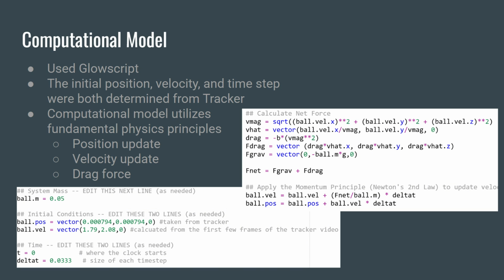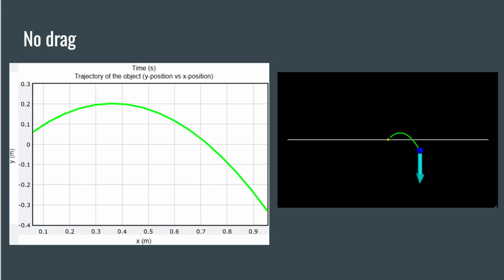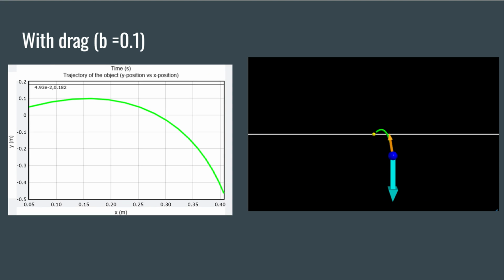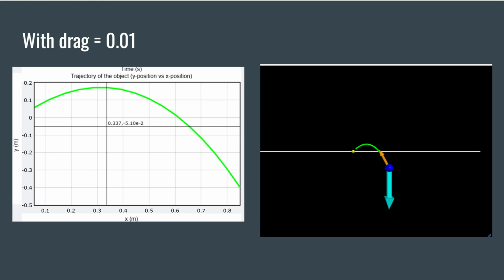As for what the computational model yielded, you'll see the images of the no drag trajectory, where the blue arrow represents the force of gravity, and then with drag, with the coefficient b equaling 0.1, the orange arrow represents the drag force. And here on the next one, the orange arrow also represents the drag force, but with the drag constant b equals 0.01.